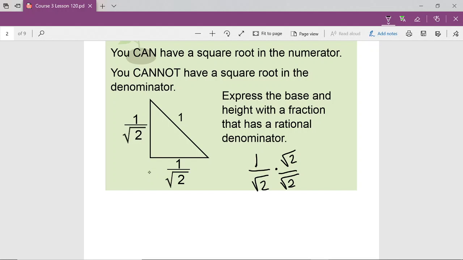What happens is on the numerator, we get the square root of 2. Now on the denominator, square root of 2 times square root of 2 is square root of 4, which simply simplifies to 2, so we get square root of 2 over 2. And we have rationalized the denominator because we no longer have a radical in the denominator. So each of these side lengths here is actually square root of 2 over 2.